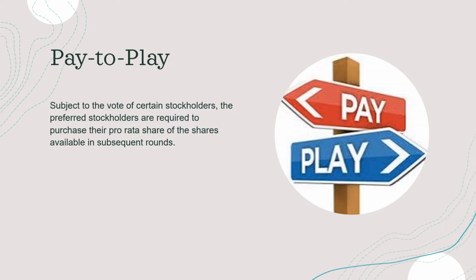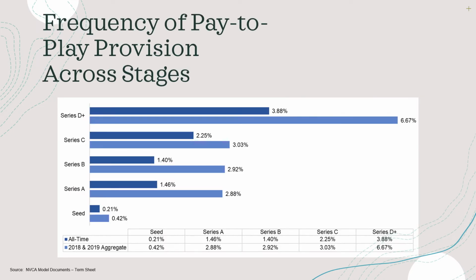Simplistically, investors that do not participate to their full pro rata percentage of the next financing lose the right to pay-to-play in the future. This graph demonstrates the occurrence frequency of the pay-to-play provision throughout the preferred stock transactions of a company. As you can see, most stockholders do not like to be required to purchase future shares.